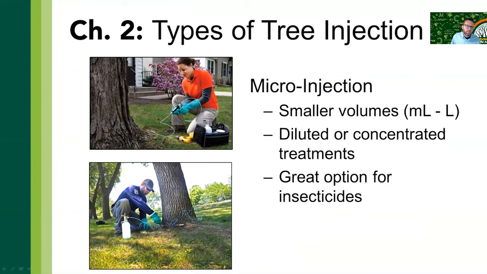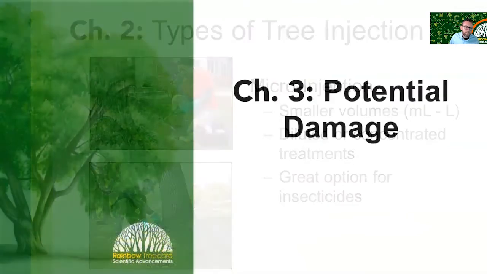And so because of that, we can use different types of equipment. I have two examples here. The top picture is a manual powered single port injector. And then the lower picture is a multi-port injector. So we have more options for equipment that we can use. And again, a lot easier application. So we can use micro injection for our insecticides.